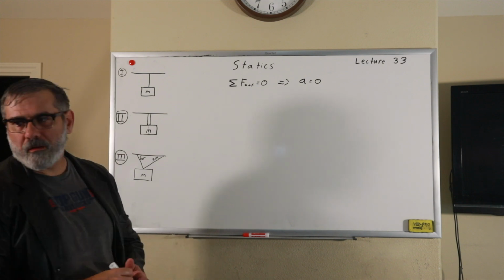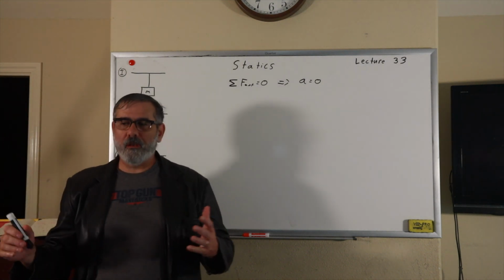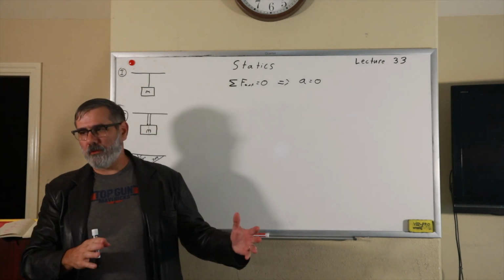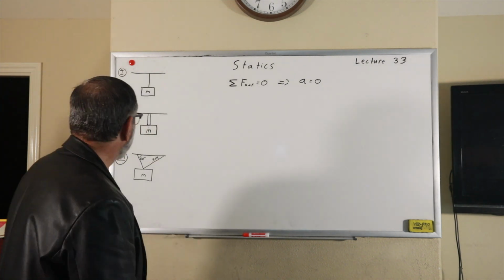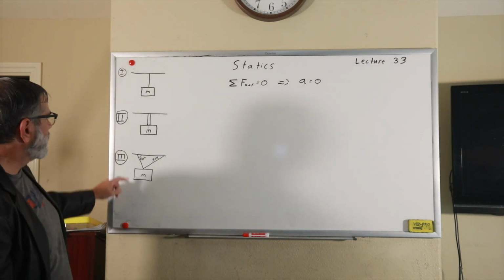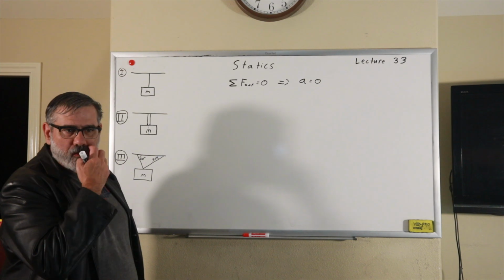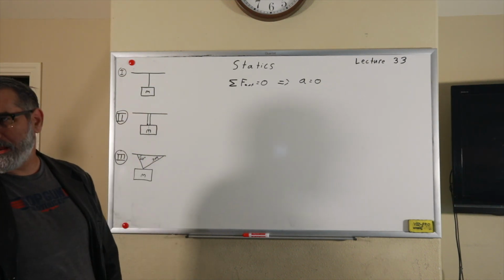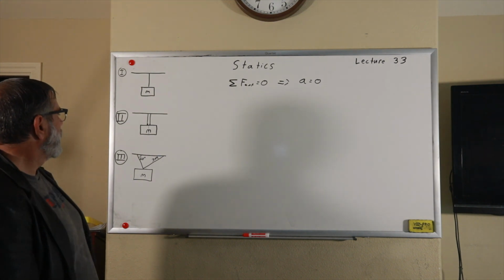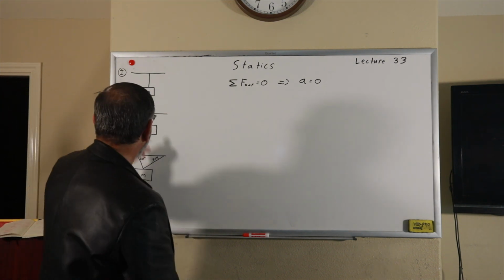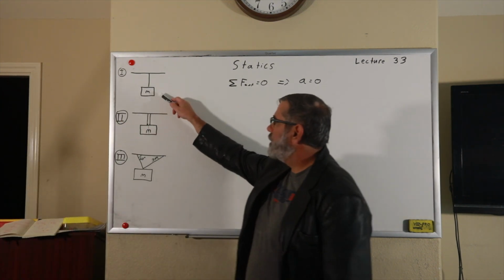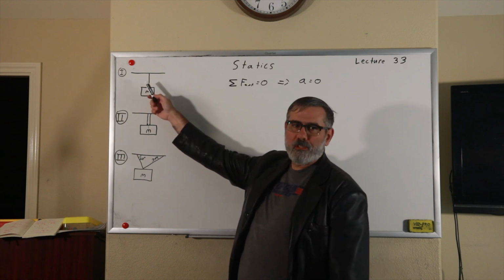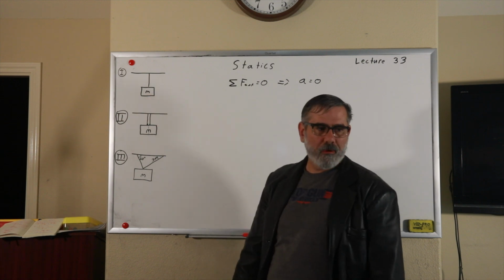Nothing's accelerating, okay? Now that doesn't mean that nothing's moving, but if they're moving, they have to be moving at a constant velocity, okay? All right. So we're going to consider three problems here in statics. They all involve a mass being suspended from some kind of wire or string or rope or whatever you want to call it. So let's look at the first one, right? Here we just have a mass suspended from, say, the ceiling by some rope, okay?